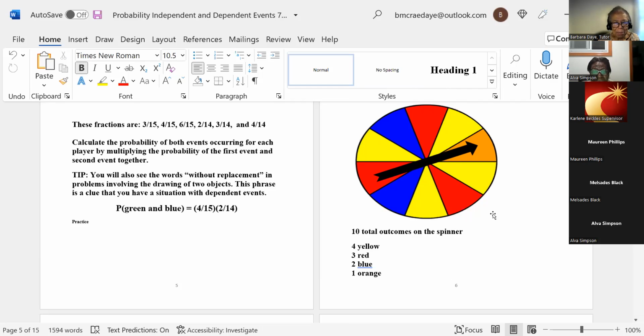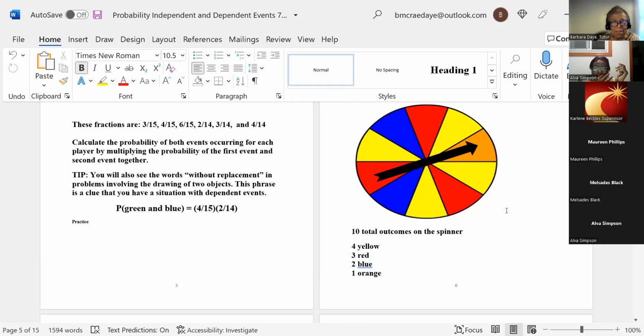So what's the probability of getting an orange? 1 out of 10? That's it. Okay, I understand now. You're right, because there's only one orange. So if you spin this spinner, the probability of getting an orange is 1/10, out of 10. What about yellow, Albert?